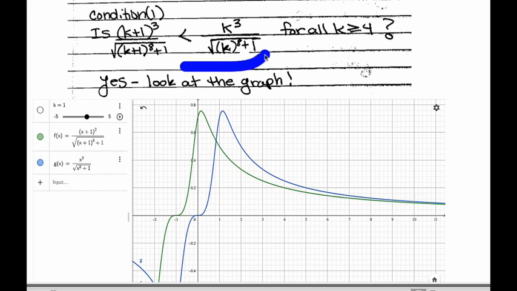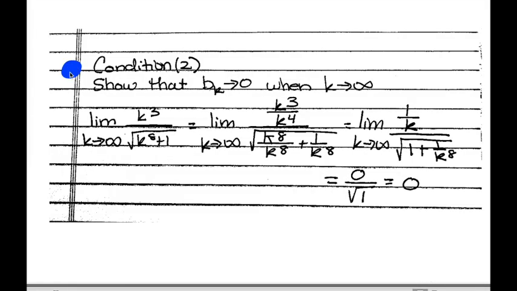And like I said again, I'm sure if you goof around with this, there's a way that you can show it algebraically, just like looking at graphs. Now, looking at the second condition, we need to show that that sequence, the part that doesn't have the -1 factor in it, approaches 0 when k approaches infinity. So I need to show that the limit as k goes to infinity of k to the 3rd over the square root of k to the 8th plus 1 is equal to 0. So I want to use some algebra to rearrange this to get it in a form that makes it easier to see if it goes to 0.